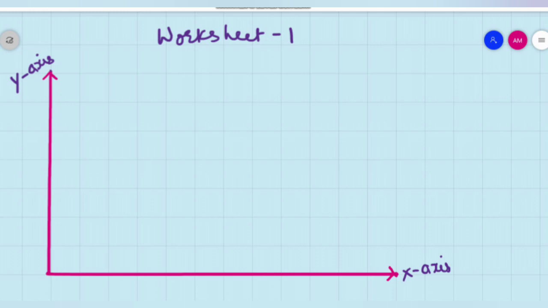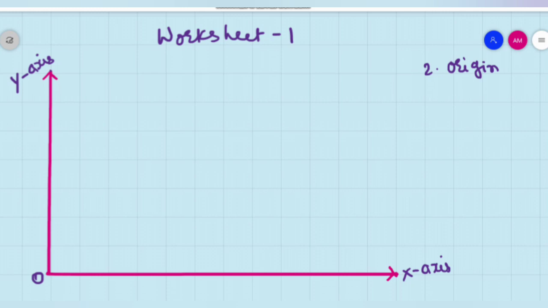Now write the name of the point where the above two lines intersect. Children, see, these two lines intersect at O, and this point is known as the origin. So your second answer is origin, and your first answer is x-axis and y-axis. Now let us see what is your third question.